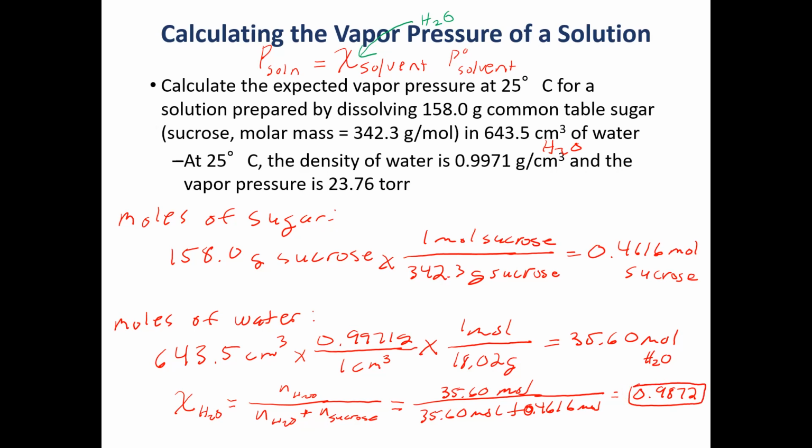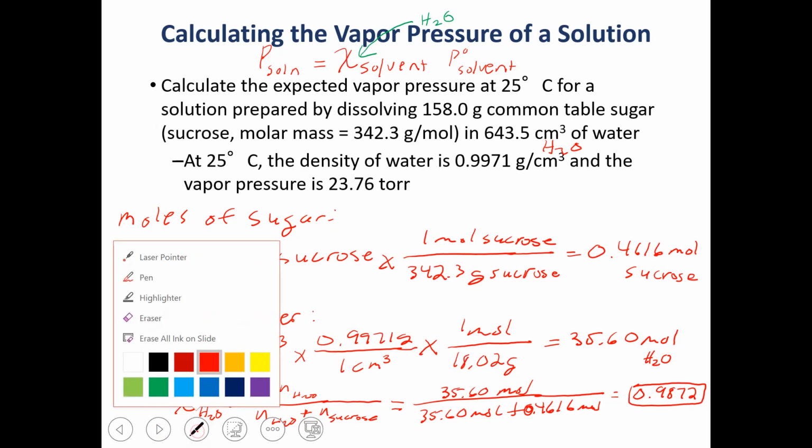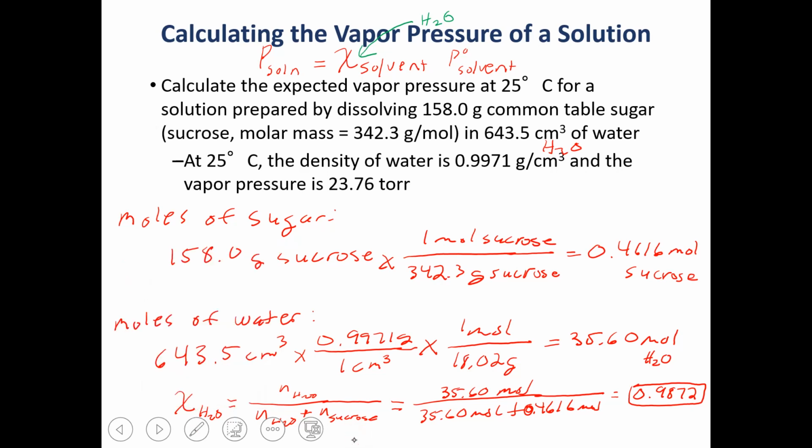So now we want to calculate the vapor pressure for the solution. I'm actually going to have to go ahead and erase all of this, so you want to make sure that you have this part written down. And then I'm going to erase the rest of this so that I can have room to write out the rest of it. So the mole fraction of water is 0.9872.